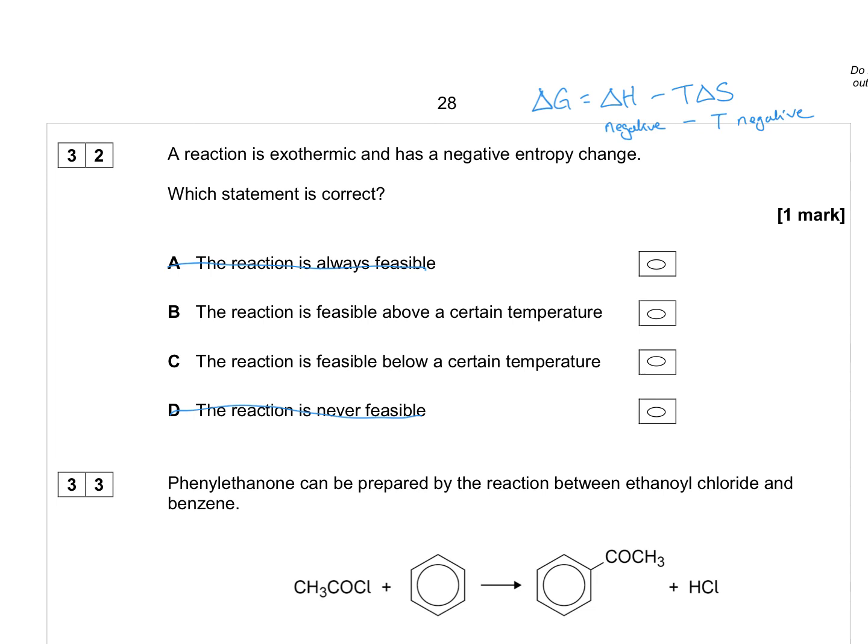If you look through the options, A and D are definitely wrong. If T was large, then delta G would end up positive. But if the temperature is low, then you would end up with delta G as negative, which means the reaction is feasible.